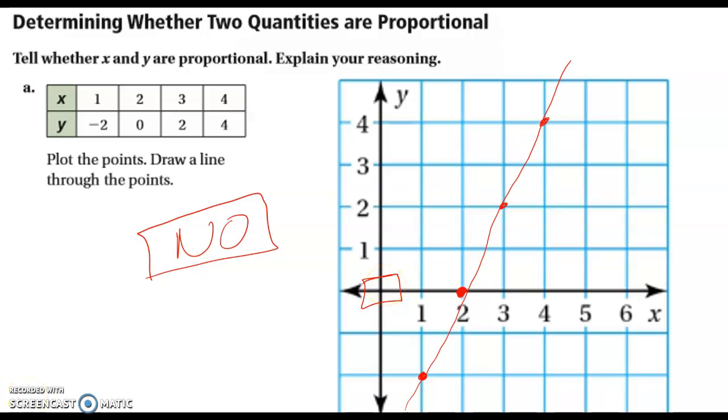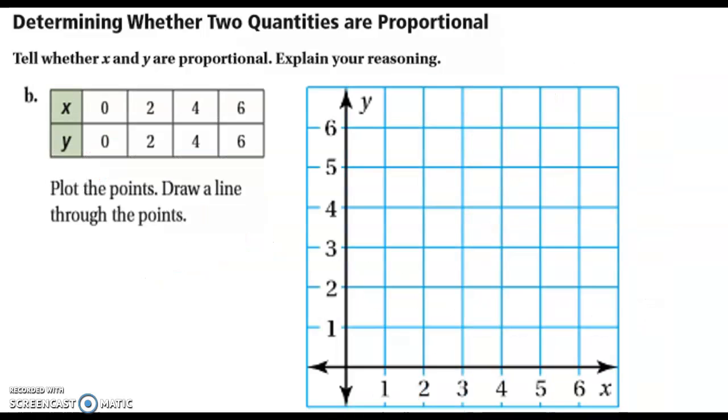You could have also checked it right here, like 1 over -2, that's -1/2. This one, 2 over 0, can't do. 3 over 2, that's 1.5. And then this is 1. So those aren't proportional. So there's a few ways to check it. So we're just talking about how to check it with a graph right now.